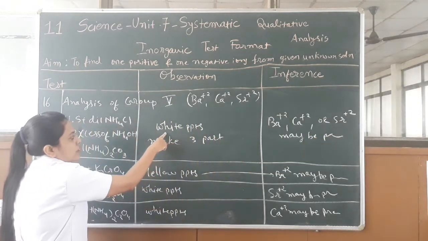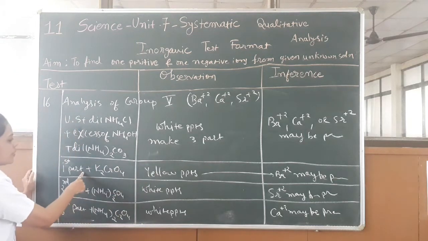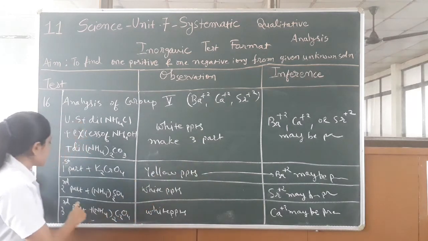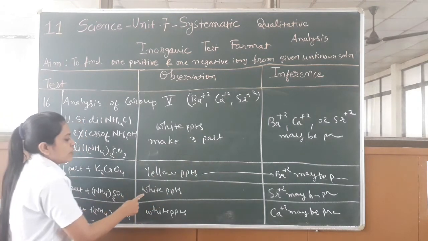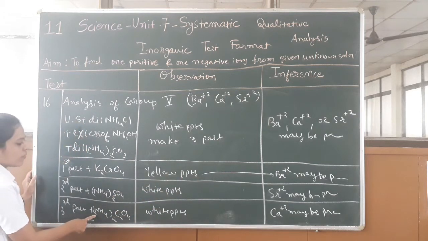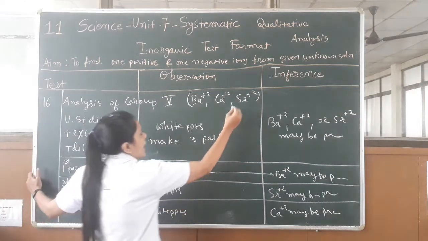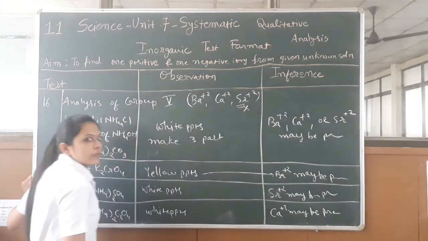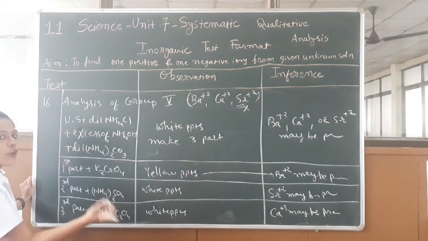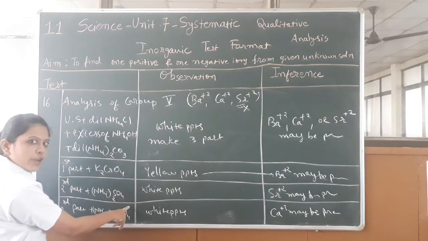All three have white precipitates, so you have to make 3 parts. First part, potassium chromate. Yellow precipitates, Ba+2 may be present. Second part, ammonium sulfate. White precipitates, Sr+2 may be present. Third part, ammonium oxalate. Again white precipitates, Ca+2 may be present. Here Sr+2 is not in your board exam, so you have to remember for Ba+2 and Ca+2. So you have to make 2 parts. First part potassium chromate and second part ammonium oxalate.